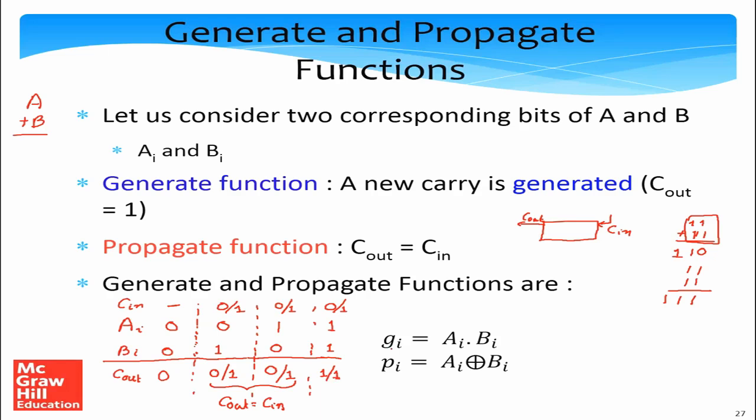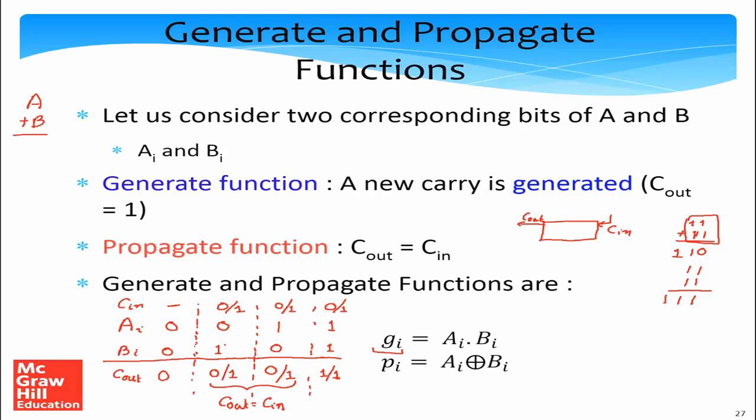So what we can say is that if Ai and Bi, both of them are 1, which is when Ai and Bi is true, we can say that this combination of bits, or this block, which has 1 bit of A and 1 bit of B, is generating a carry. So when do you generate a carry? You generate a carry when, irrespective of the input carry, you always generate an output carry. That will happen if Ai is 1 and Bi is 1. So I can define a function Gi, which is Ai and Bi. So if Gi is true, it means that a carry is always generated.